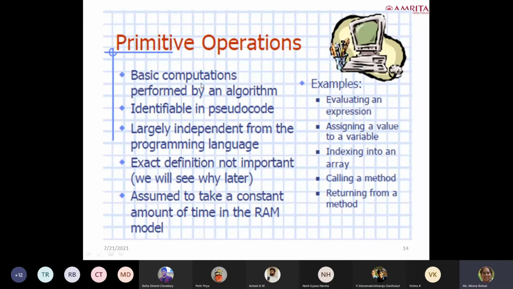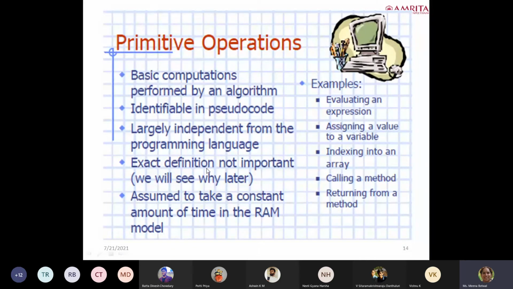So how do we identify what the primitive operations are? Primitive operations are identifiable in a pseudocode. When I write the pseudocode, I will know, okay, this is a primitive operation. The best part about primitive operations is they are not dependent on a programming language. A primitive operation is a feature of a pseudocode, and we are able to identify them just by seeing the pseudocode.